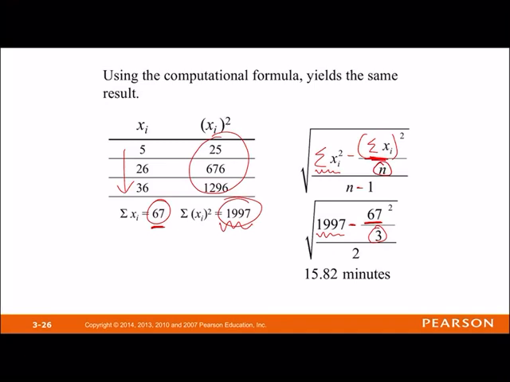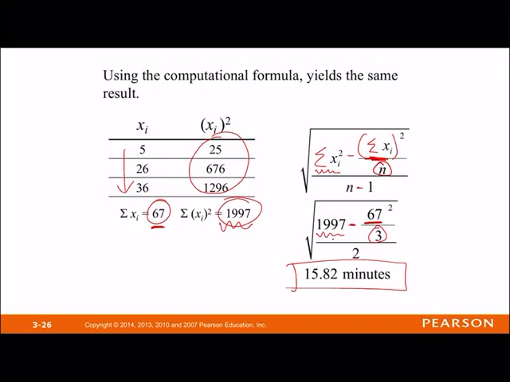Again, follow your order of operations. You have to square first, then divide by 3, then do the subtraction on the top, then divide, then take the square root. Again, please make sure that you're playing along. You should be getting an answer of 15.82.